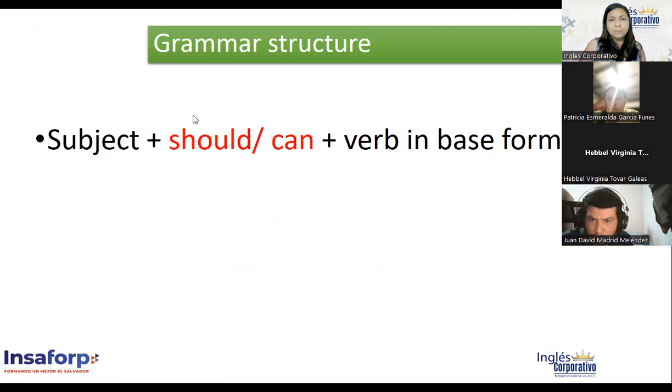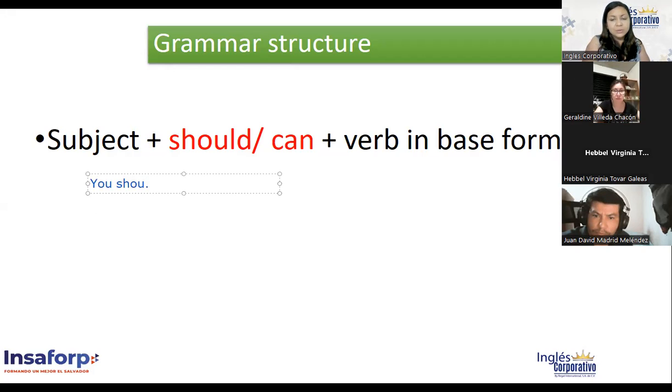For example, imagine you are giving recommendations to someone. What can you say? You should wash the car. Okay, about tourism, like things that this person should or can do in El Salvador.